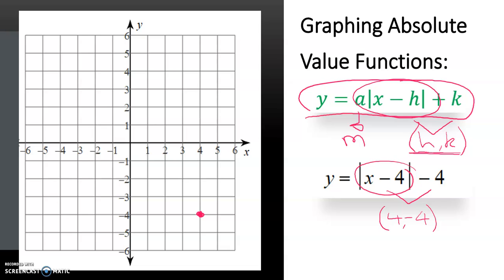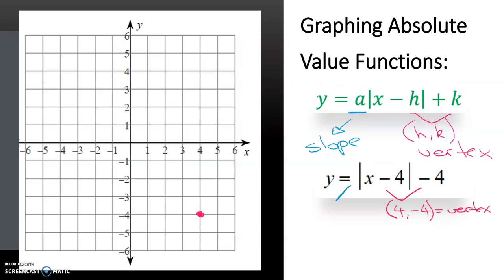And then we'll have a look at the slope. Now there's no number here in front of our absolute value sign, which means it's actually the number 1. So if you're a visual learner, you might want to put the number 1 in there just to help you out. So a slope of 1 means we go up 1 and across 1. So from our point over here, we go up 1 and across 1, up 1 and across 1.